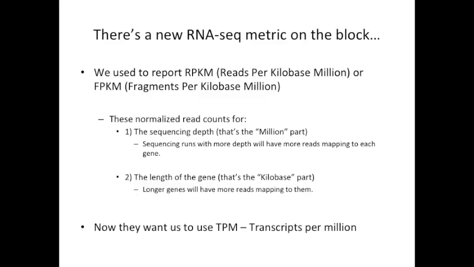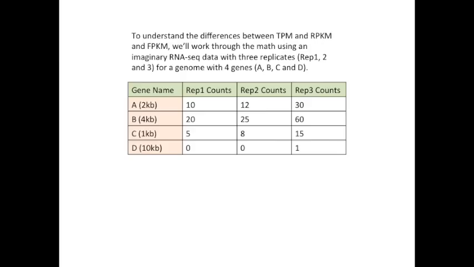Let's start with an example. To understand the differences between TPM and RPKM and FPKM, we'll work through the math using an imaginary RNA-seq dataset with 3 replicates, rep 1, 2, and 3, for a genome with only 4 genes, A, B, C, and D. On the left, we see the names of our genes and the lengths of each gene. To the right, we see the read counts for each replicate.